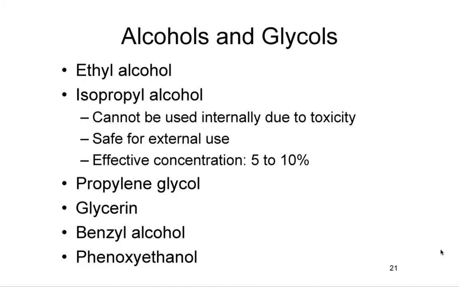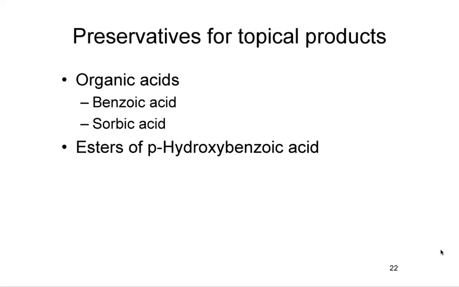Propylene glycol, glycerin, benzyl alcohol, phenoxyethanol, all of these are examples of alcohol and glycol type preservatives that are used in topical products as well. Other examples include organic acids, benzoic acid and sorbic acid. Both of these organic acids inhibit microbial cellular metabolism, particularly carbohydrate metabolism, preventing the organisms from utilizing sugars to derive energy, and that's how they exert their antimicrobial effect. Then esters of hydroxybenzoic acid, or the parabens, are also used in topical products, and I'd already talked about this earlier.